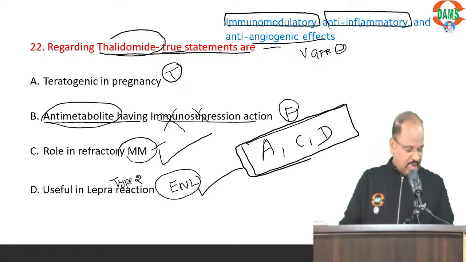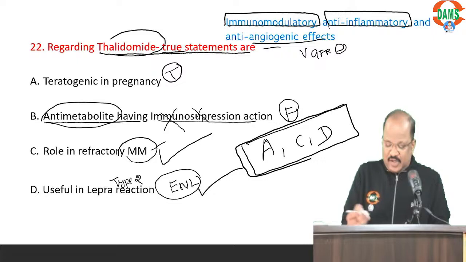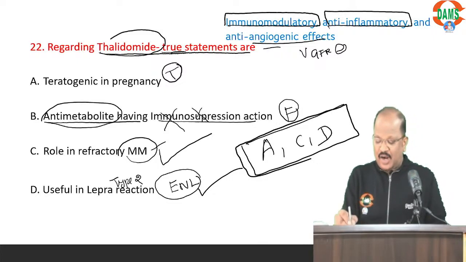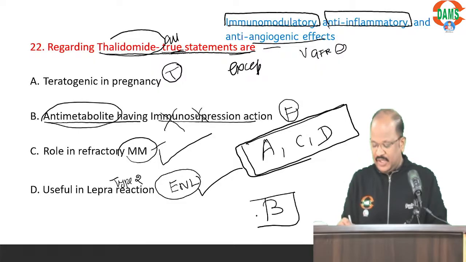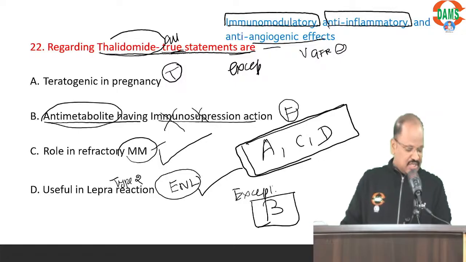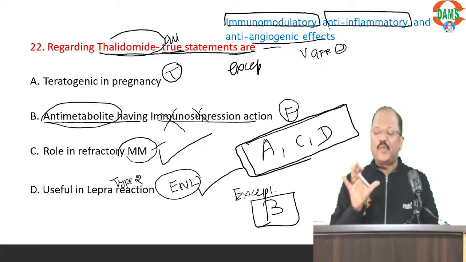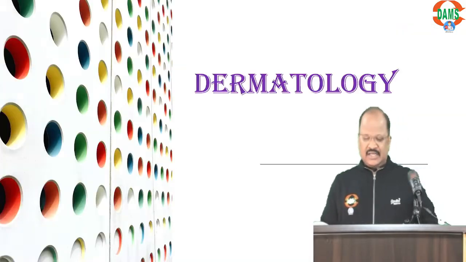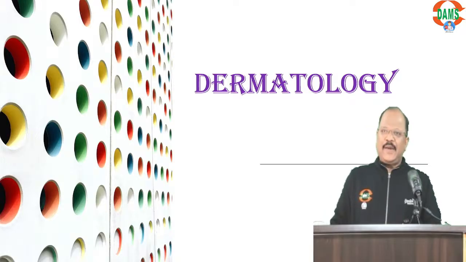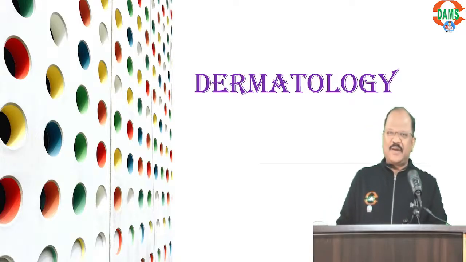Okay, all except. All except means go for the one not regarding thalidomide; all others are true. When you say except, the answer will be option B. I'll make the correction. So all are true except option B. It is not an anti-metabolite, it is only an immunomodulator.